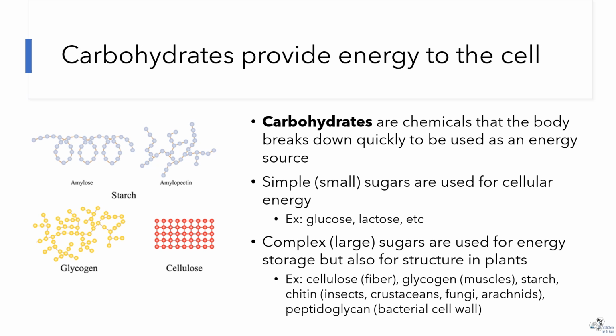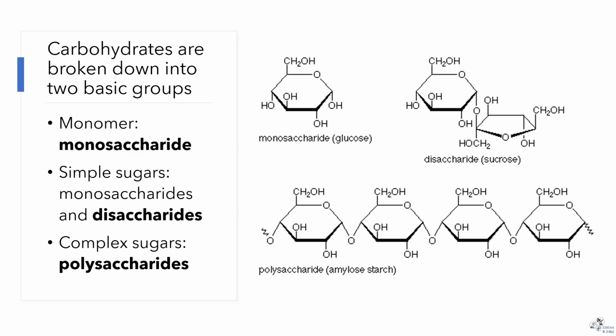There are simple sugars that are smaller, and then there are complex or larger sugars that actually can be used to build up the structure of things like plants or fungi or things like that. However, it depends on what the overall structure is. Once again, the structure is going to tell us what its job is. So we break them down into two basic groups. There's monosaccharides and polysaccharides. The monomer, or the basic unit, the building block, kind of like the Lego piece that you use to build your structure, is called the monosaccharide.